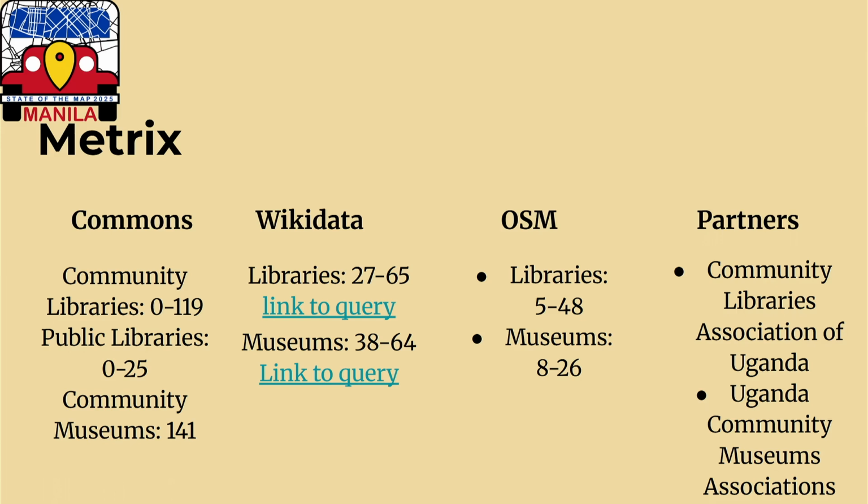Now, for OpenStreetMap entries, you can see the difference. There were only 5 libraries on OpenStreetMap, but then we pushed them to 48. And then we had only 8 museums covered, but we pushed them to 26.